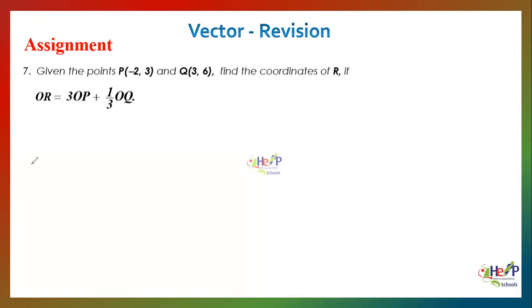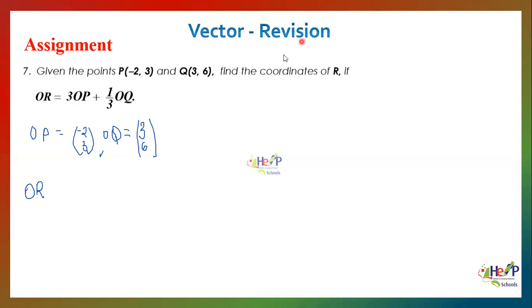To find OR, we are going to first find OP and OQ from the given coordinates. Therefore, OP is equal to (-2, 3) and OQ is equal to (3, 6). So we are going to substitute those position vectors into our formula.